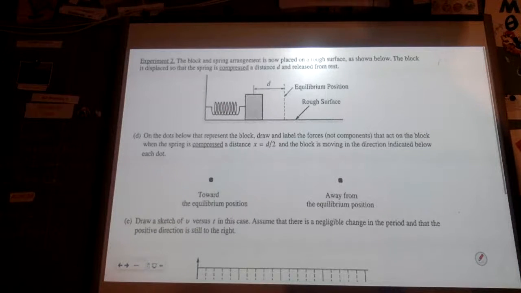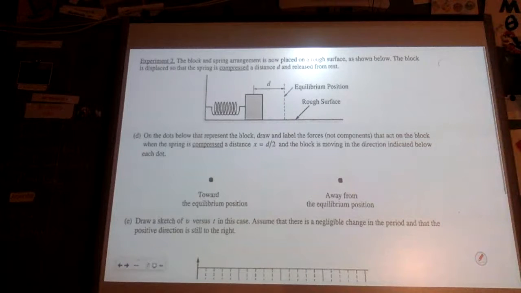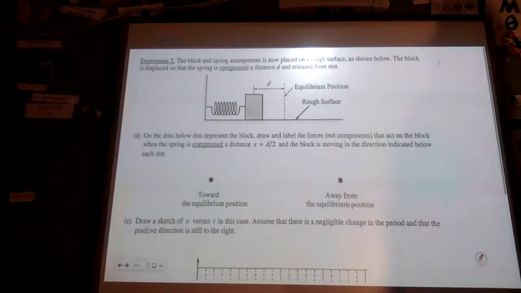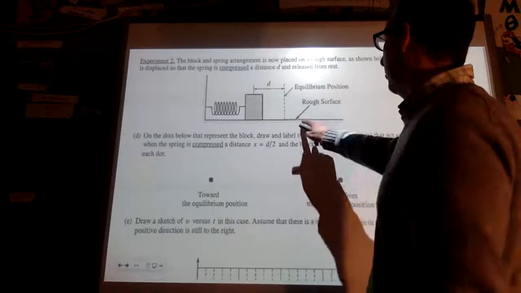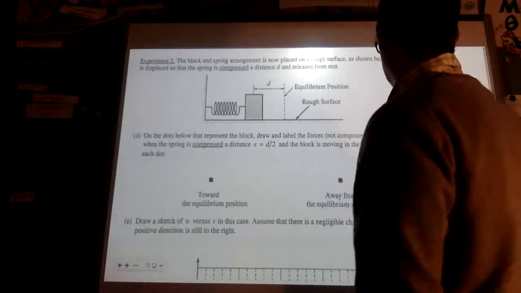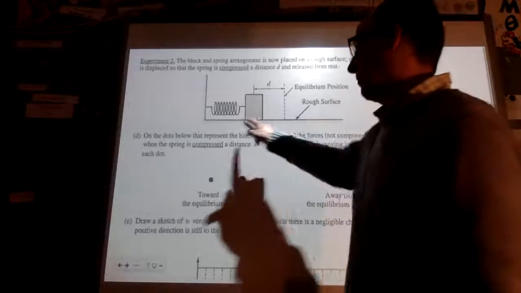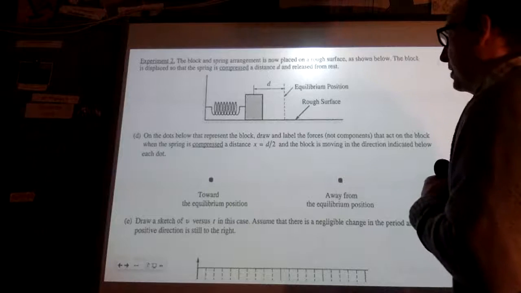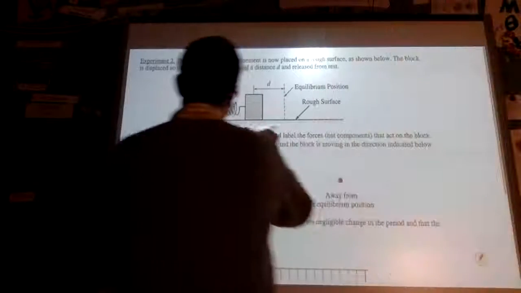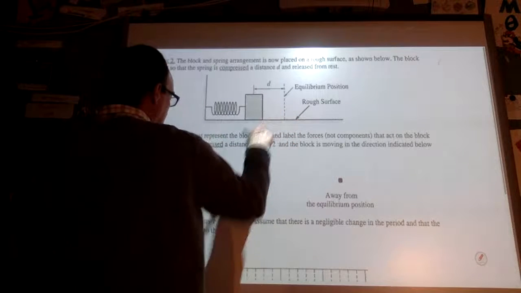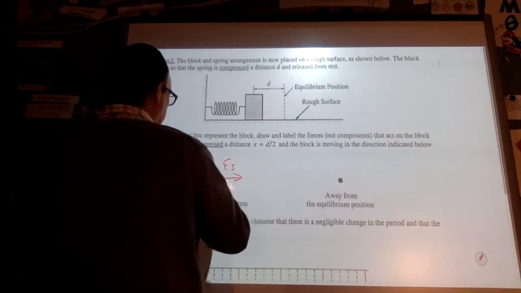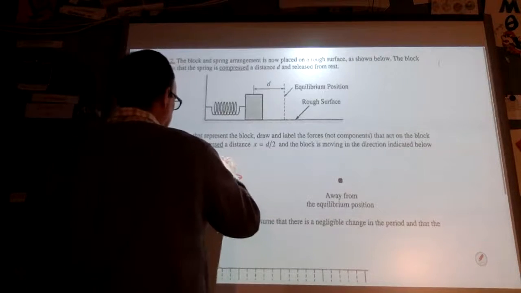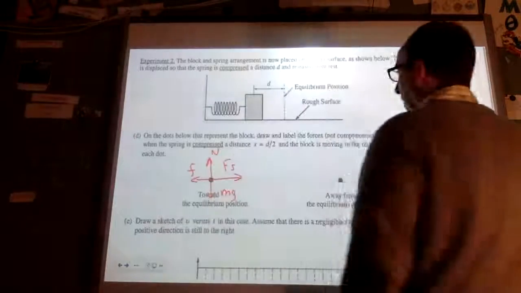All right, on the dots below that represent the block, draw and label the forces, not components, that act on the block when the spring is compressed a distance d/2 and the block is moving in the direction indicated. All right, so it is compressed a distance d/2. It's not frictionless. There's going to be friction because it's a rough surface the whole time. It's moving towards the equilibrium position. So this is the equilibrium position. So the block is going this way. There's going to be a spring force this way, a force of friction that way, a weight, and a normal.